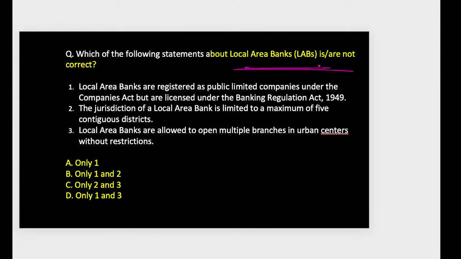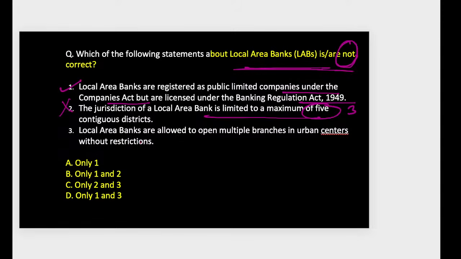Next one, local area banks. We have to find out the incorrect statement. Local area banks are registered as public limited companies under the Companies Act, but are licensed under the BR Act 1949. Second statement, the jurisdiction of a local area bank is limited to a maximum of 5 contiguous districts. This is only 3. That makes this statement wrong.